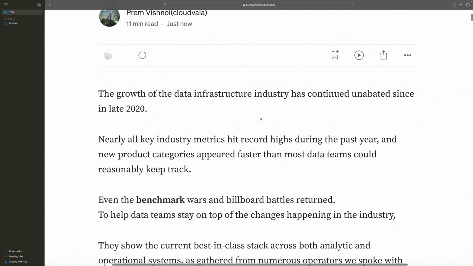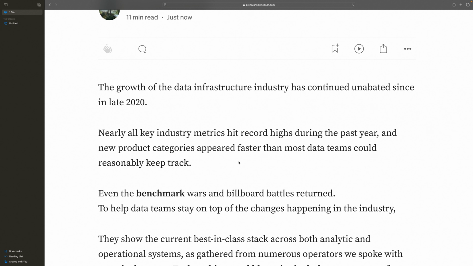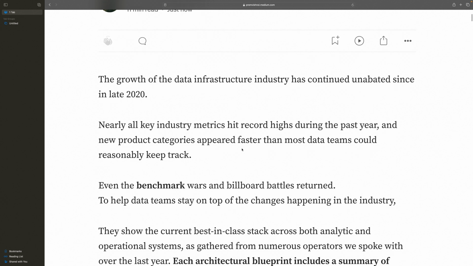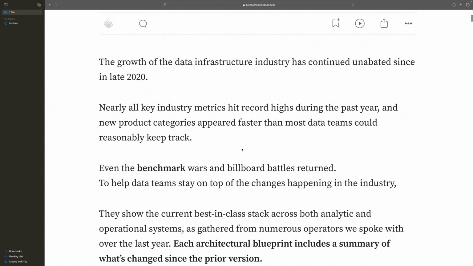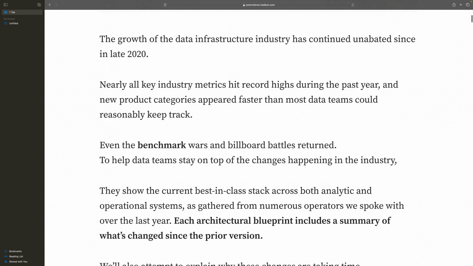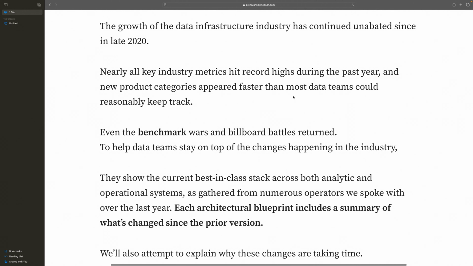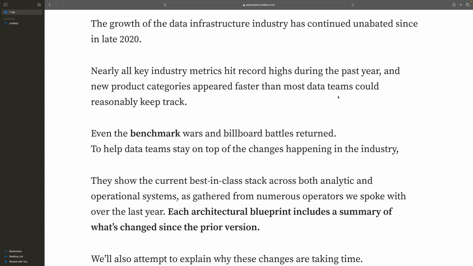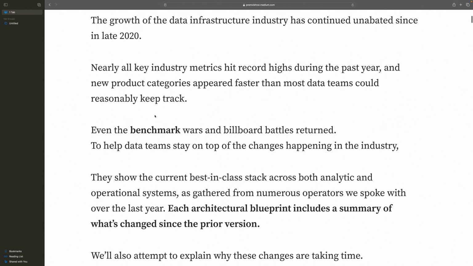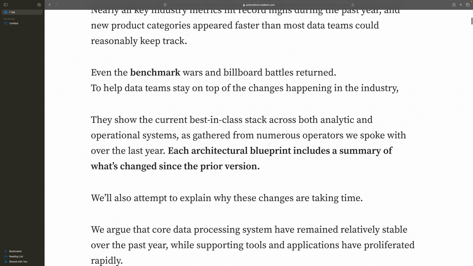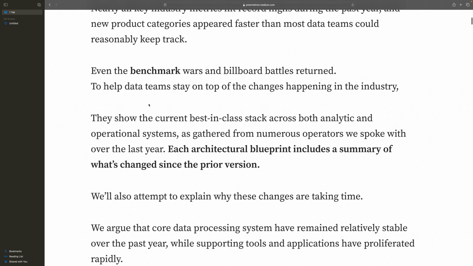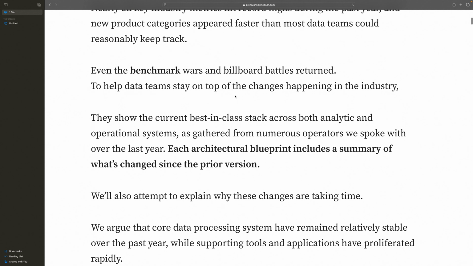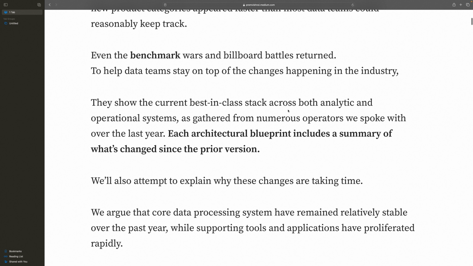The growth of data infrastructure is tremendous. Before 2020 and after 2020, data roles keep increasing and industry metrics have hit records during the past years, and new product categories appeared faster than most data teams could reasonably keep track of. Even the benchmark has been written to help data teams stay on top of the change happening in the industry. They saw the current stacks across both analytics and operational systems.